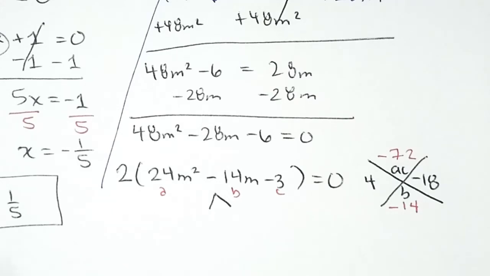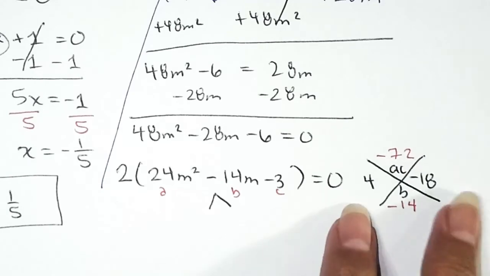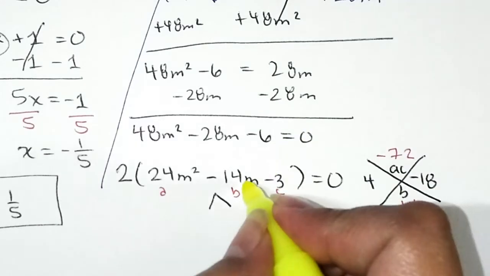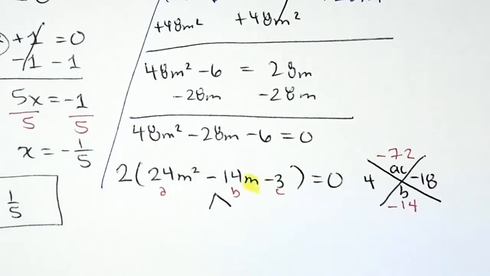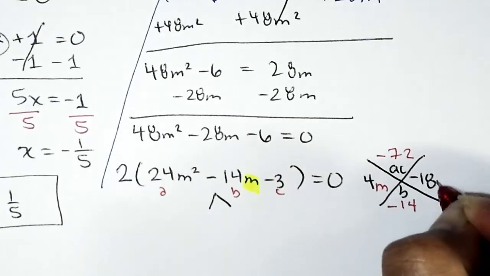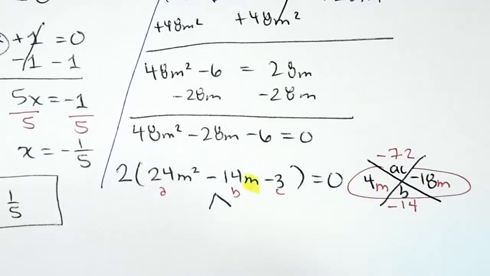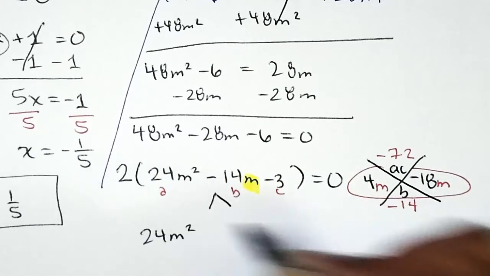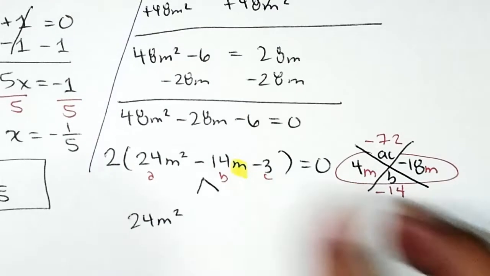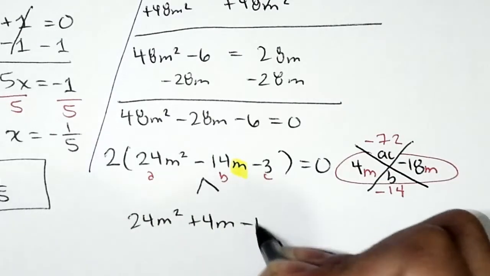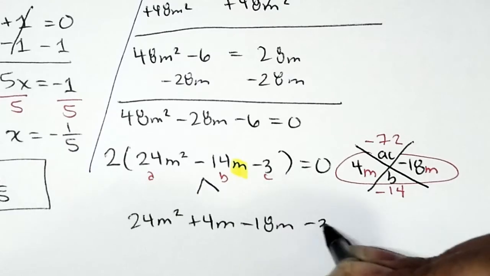Let's go ahead and split that middle term using the sides of the X game as the coefficients of the middle term when split. The variable part of the middle term reads m. So when we split the middle term, we will replace it with 4m and -18m. So we have 24m squared. Let's split the middle term: we'll replace it with positive 4m because 4 is positive, and negative 18m. We bring down the rest of the problem.